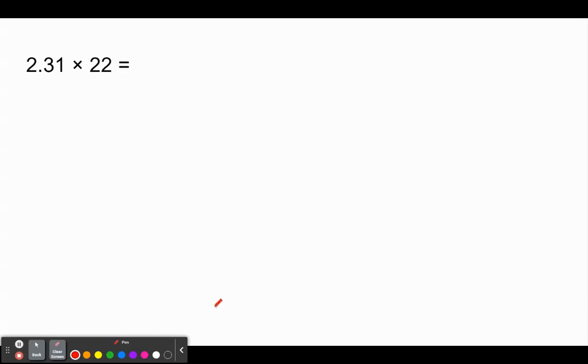All right, so let's go ahead and take a look at this problem. So I have 2.31 times 22, or 2 and 31 hundredths times 22. The first thing I'm going to do is I am going to change this all into hundredths. So I'm going to go ahead and change 2 and 31 hundredths so that the whole portion is hundredths. So that would give me 231 hundredths. Okay. And I'm just going to go ahead and leave that as H from now on. Okay. So that's what we have.